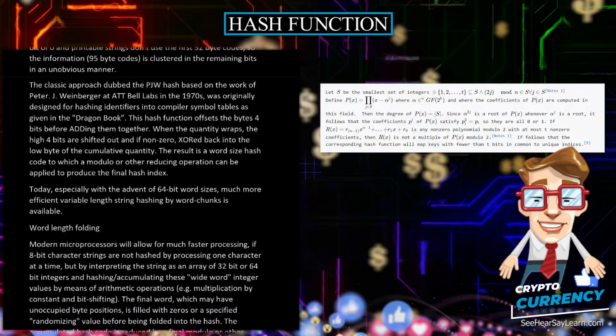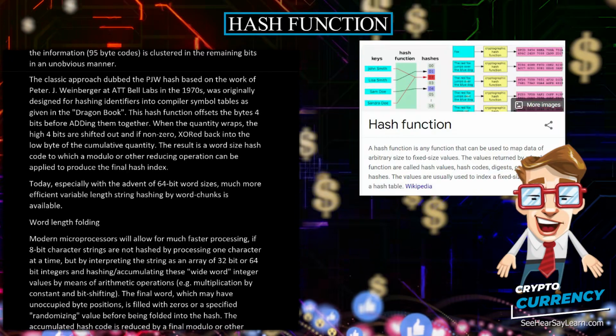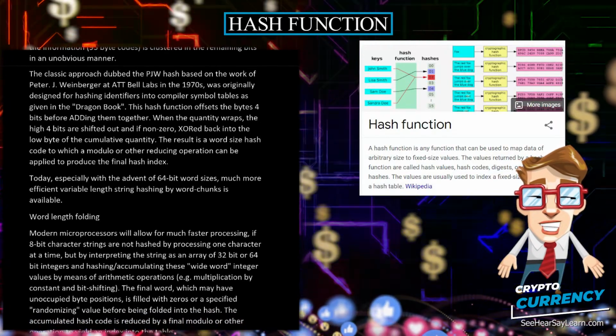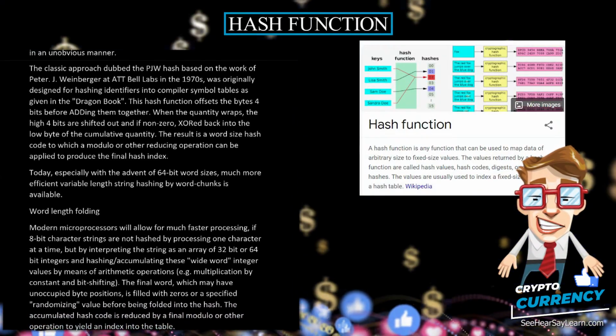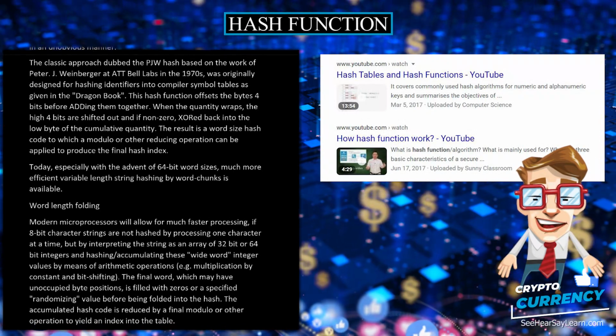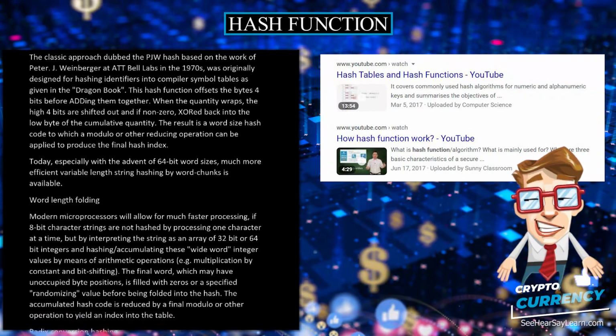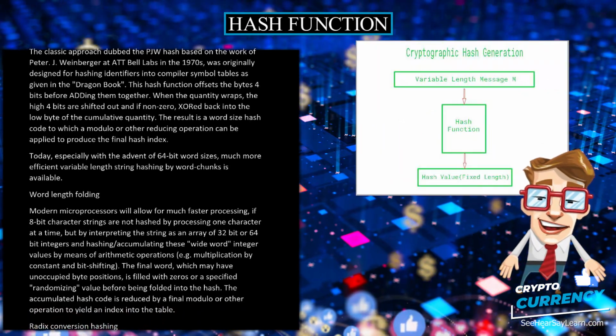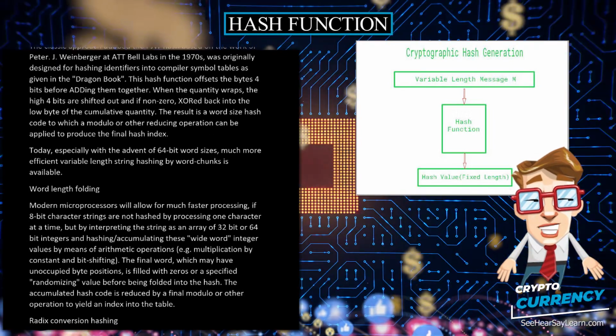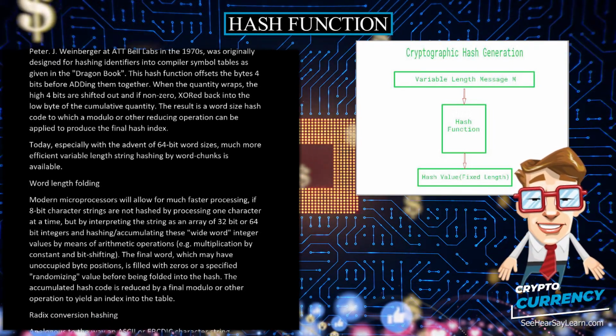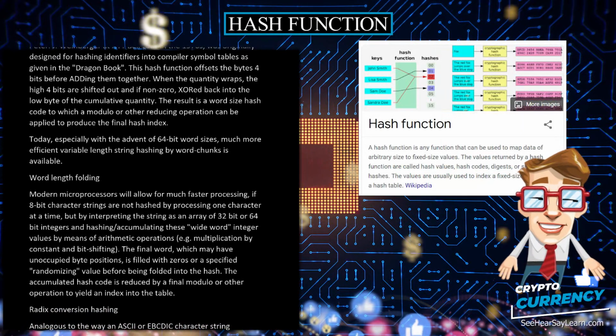The final word, which may have unoccupied byte positions, is filled with zeros or a specified randomizing value before being folded into the hash. The accumulated hash code is reduced by a final modulo or other operation to yield an index into the table. Radix conversion hashing.